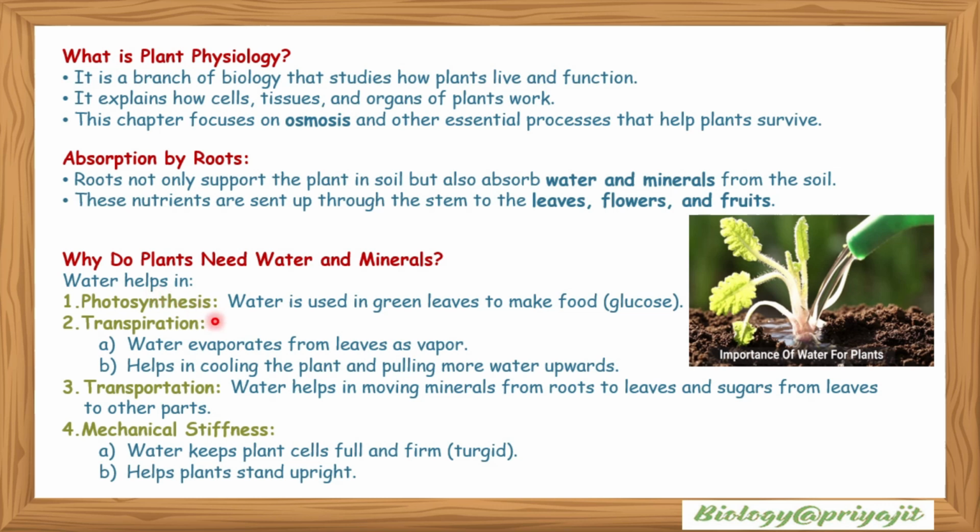Water helps in photosynthesis. Water is used in green leaves to make food or glucose. Transpiration: water evaporates from leaves as vapor. It helps in cooling the plant and pulling more water upwards. Transportation: water helps in moving minerals from roots to leaves and sugars from leaves to other parts. Mechanical stiffness: water keeps plant cells full and firm, which stiffens them and helps the plant stand upright.